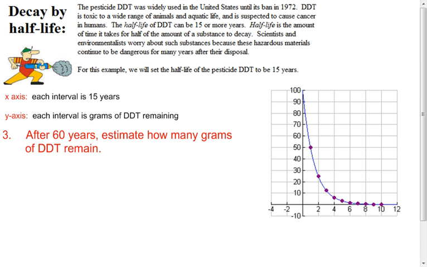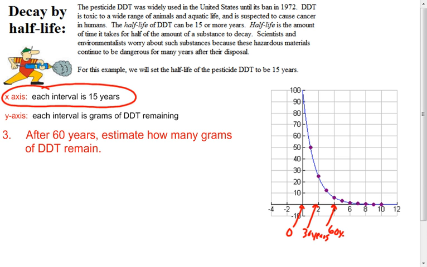And so it says after 60 years, estimate how many grams of DDT would remain. Okay, and so it says you have to be really, really careful, but it says along the x-axis that each interval is 15 years, and you have to be careful about this. So the x-axis, each interval is 15 years. So that means that this would be 0, okay? And then at 2, that means it's 2 increments of 15 years. So what that really means is that it's 30 years. And then 4 increments of 15 years really means that it's 60 years.